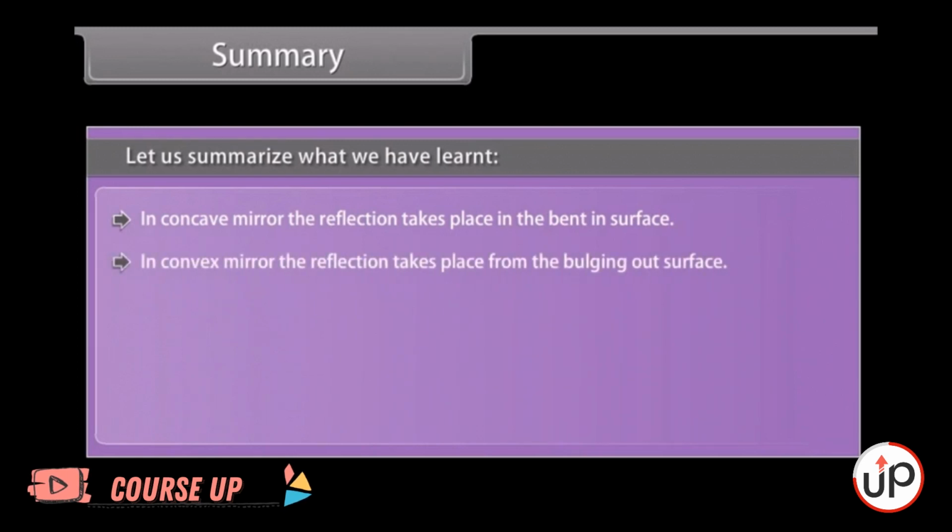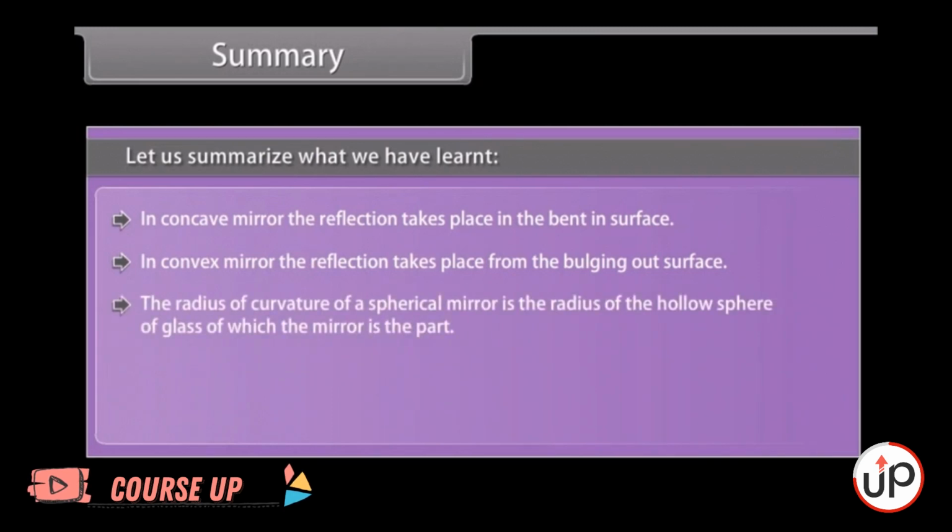Summary. Let us summarize what we have learned. In a concave mirror, the reflection takes place in the bent in surface. In a convex mirror, the reflection takes place from the bulging out surface. The radius of curvature of a spherical mirror is the radius of the hollow sphere of glass of which the mirror is a part.